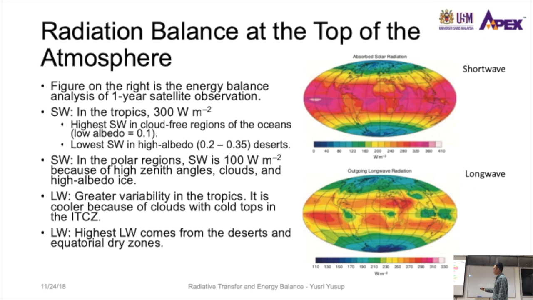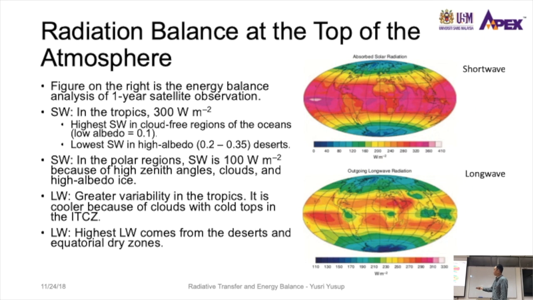Shortwave radiation in the tropics is about 300 watts per meter square, but this is averaged, because at a certain point on Earth in the tropics, the maximum value should be about 800 watts per meter square. But because it's averaged throughout, and sometimes we have clouds, it drops from 800 down to 200, 100, and if there's no cloud, it's 800. You average it all out and it becomes 300 watts per meter square. But just remember that it's about 800 or so watts per meter square, and I can show you later.